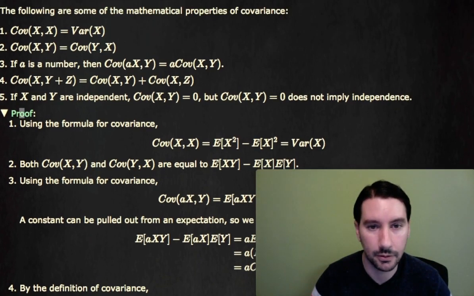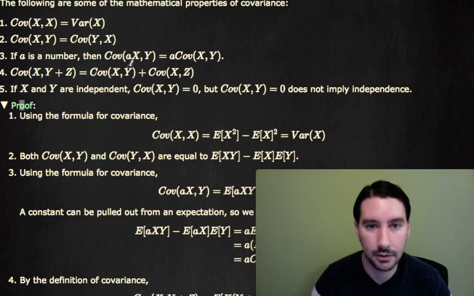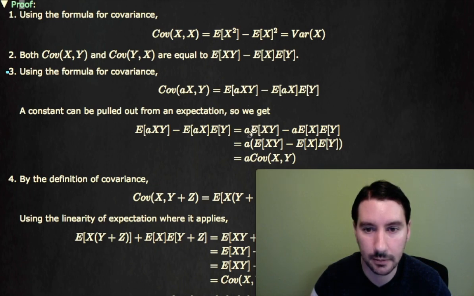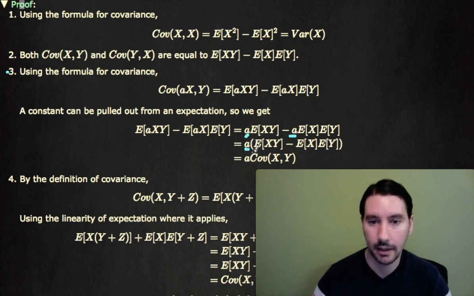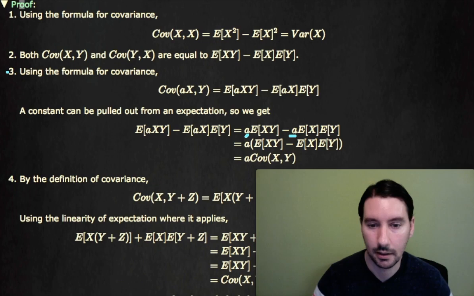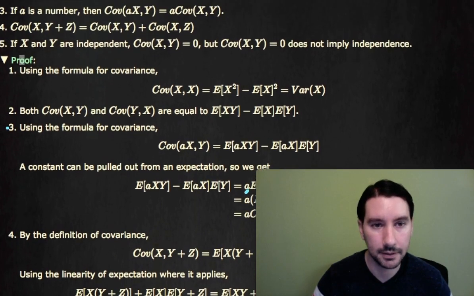Next, we can use the formula to show that we can pull out a constant. So number 3, if a is a number, then we can pull it out. The covariance of ax and y is e of axy minus e of ax, e of y. But in both cases, the a can be pulled out. So this e of axy is a times e of xy, and the e of ax is a times e of x. And then factor this a out from both terms. So we just pull the a out and put everything in parentheses. And the bit in parentheses here is the covariance. So it's just a times the covariance of x and y. It just works out algebraically, as does number 4.